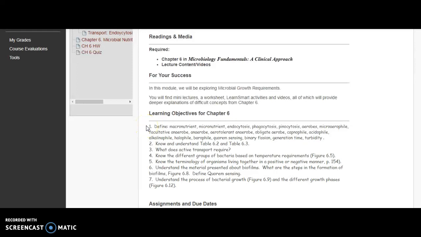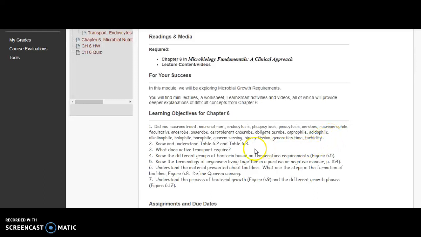Alright, so objective number 1 really crosses over between all 3 sections, whether it be 6.1, 6.2, or 6.3. Just a lot of terms. So what I would recommend is creating flashcards so that you have these with you, ready to go, ready to review when you have just a couple of minutes. We'll go through table 6.2 and table 6.3, which actually has a lot of this information here.